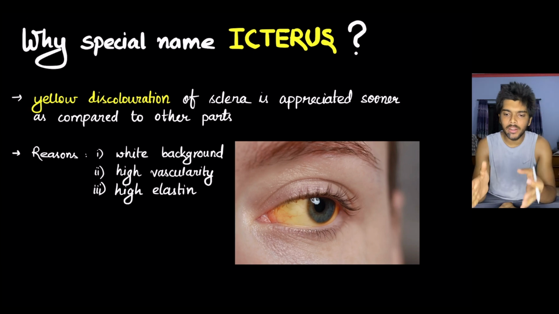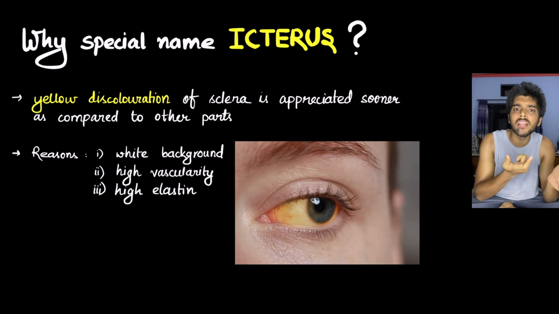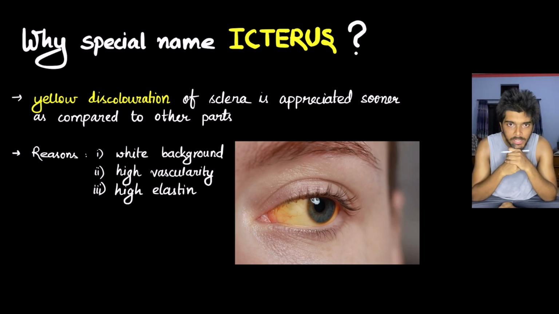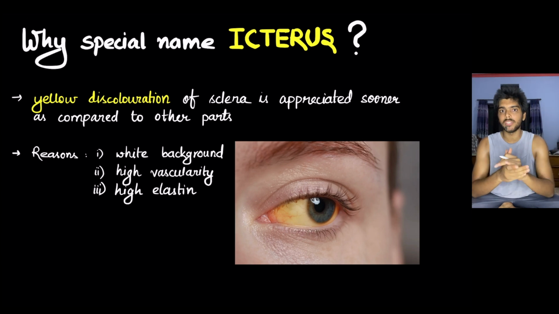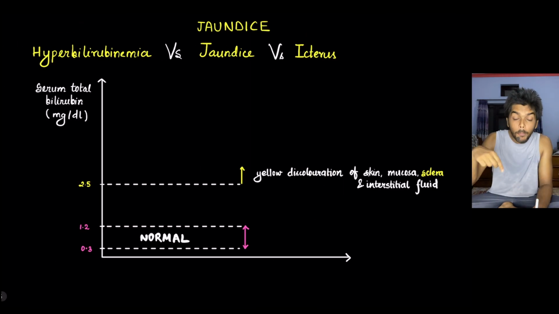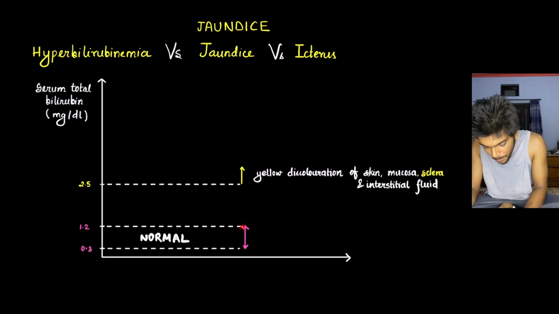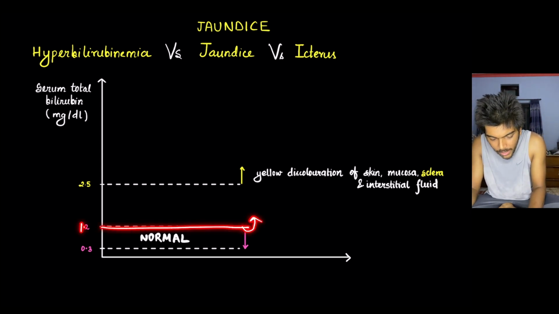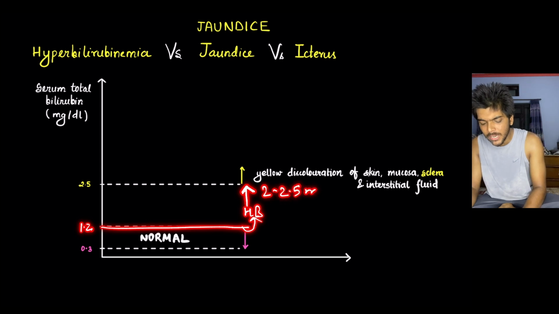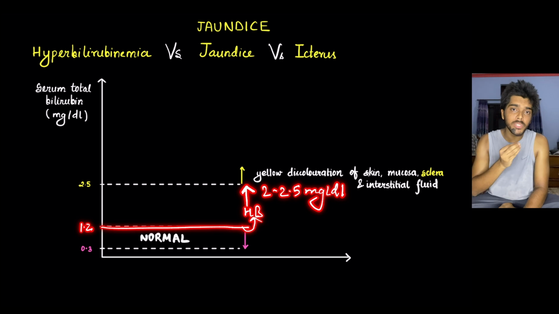Why did people decide to give the yellow discoloration of just the sclera a special name, icterus? Why is it so special? This is the reason why it is special. See, when jaundice is about to happen, the level of bilirubin is greater than the upper normal limit of 1.2 milligram per deciliter. That is hyperbilirubinemia. Then bilirubin level rises, leading to significant hyperbilirubinemia of around 2 to 2.5 milligram per deciliter.